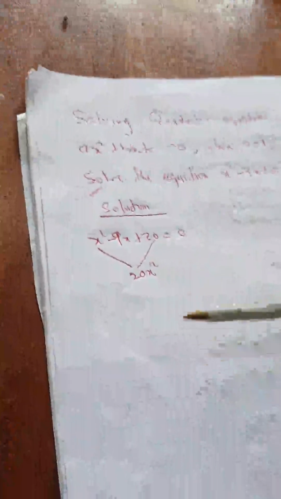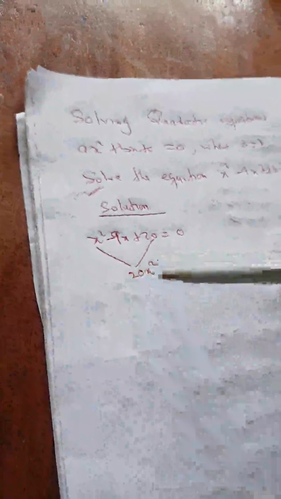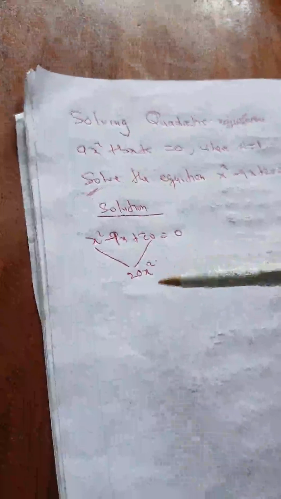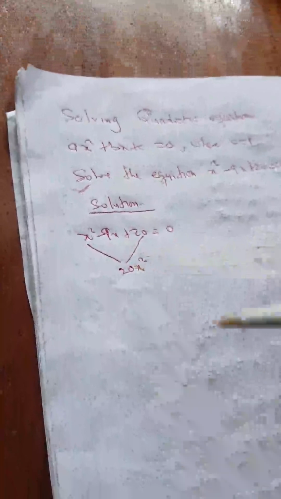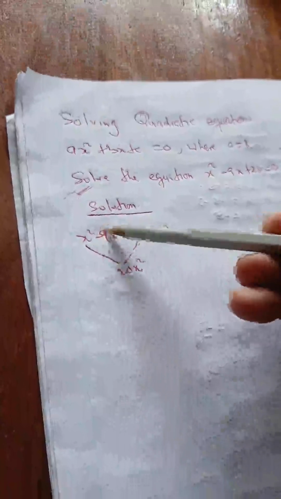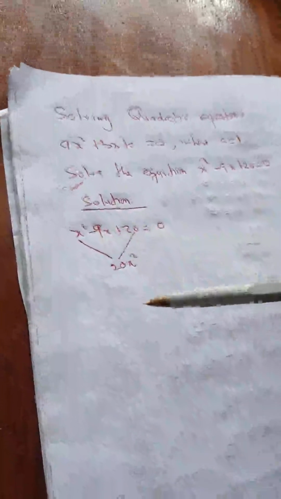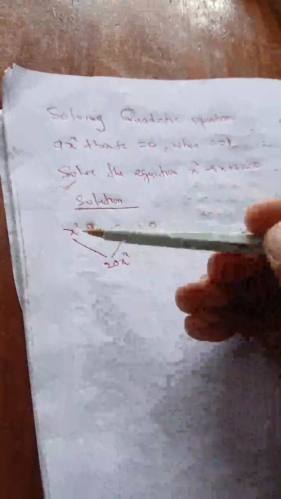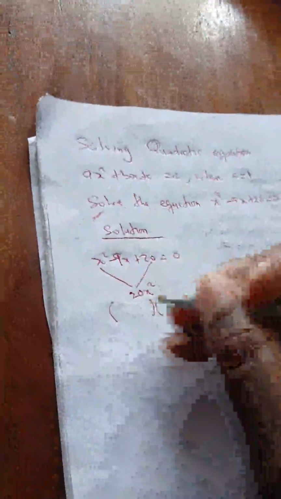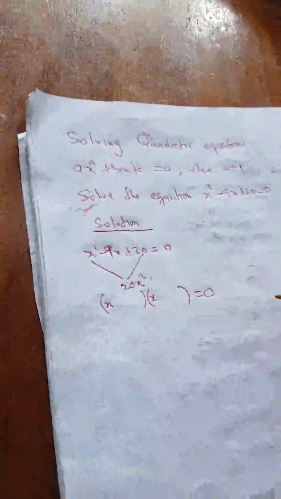Negative 9. Remember, for the product of two numbers to be positive, these numbers should be either both positive or both negative. But the coefficient of the middle term here is negative, so we have to choose two negative numbers such that after adding them, we get negative 9. Since the coefficient of x squared is 1, we can use the short method, whereby we put brackets and write x inside the first bracket and also x in the second bracket.